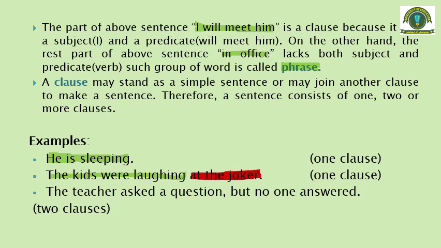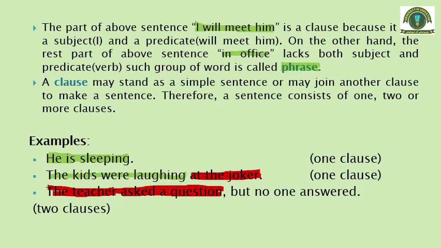Now let's talk about another example. The teacher asked a question. Now the teacher is the subject, the one who is performing the action. Asked a question is a predicate. So this sentence gave us both things. It gave us subject, it gave us predicate.